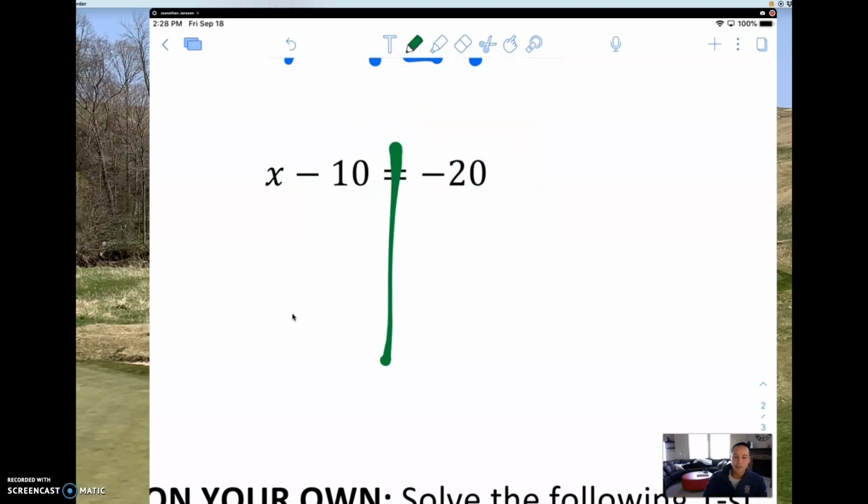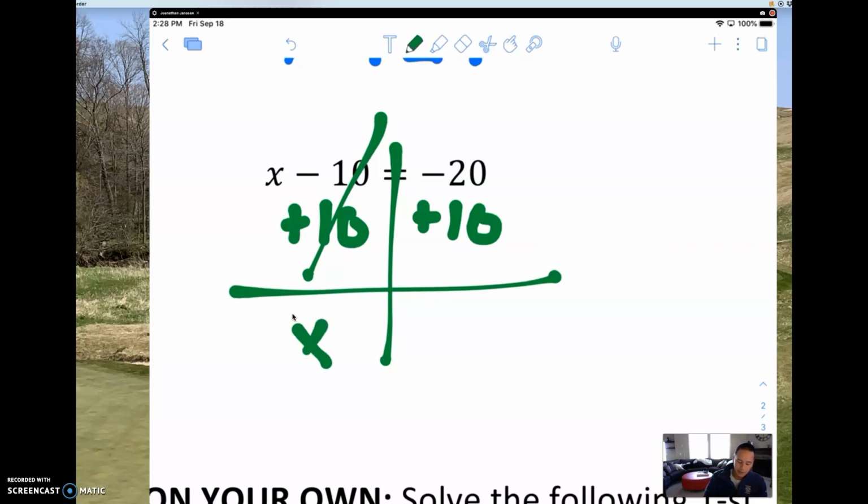X is being subtracted by 10. To get rid of a subtracting by 10, we have to add 10 to both sides. And then the 10s go away. On the left side, we're left with x. And if you take negative 20 and you add 10 to it, it's going to become a negative 10. If you're not super comfortable with your negatives and all the rules that follow along with negatives, just double check it on a calculator. Take negative 20 plus 10. It should equal negative 10.